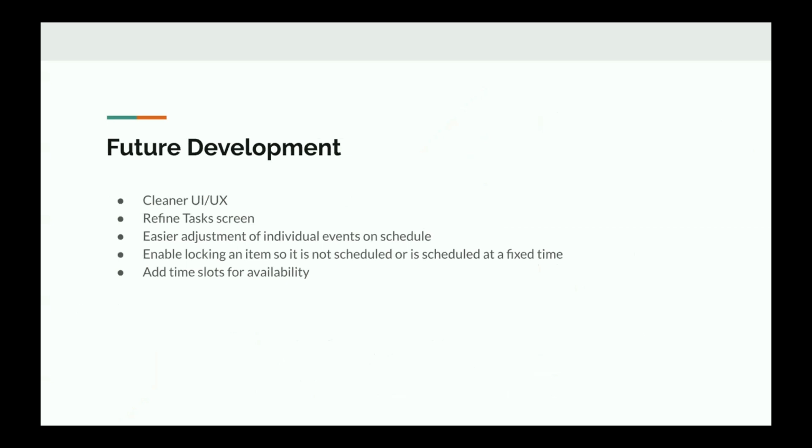And then for future development, I want a cleaner user interface. I want to refine the task screen so that it shows you a more detailed description when you click on an individual task. And I want easier adjustment of individual events on the scheduling page so you can rearrange them to see what fits you. I also want to enable locking an item so it's scheduled at a fixed time no matter what. And I want to make it so you as a user can set time slots for availability on your schedule, so when you want things to be scheduled and when you can actually do things.